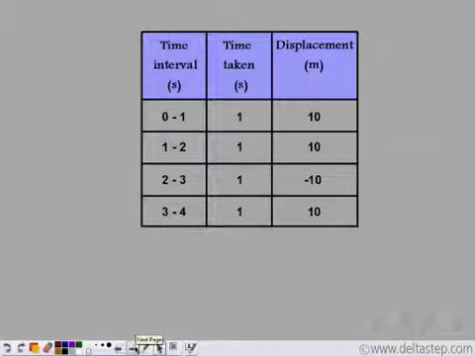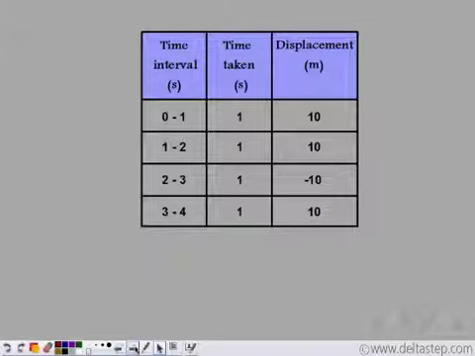In time interval 0 to 1 second, the time taken is 1 second and the displacement of the boy is plus 10 meters because he traveled in the rightward direction. In time interval 1 to 2 seconds, the displacement of the boy was plus 10 meters because again he traveled in the rightward direction. In time interval 2 to 3 seconds, the displacement was minus 10 meters.